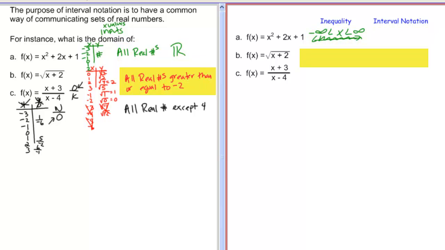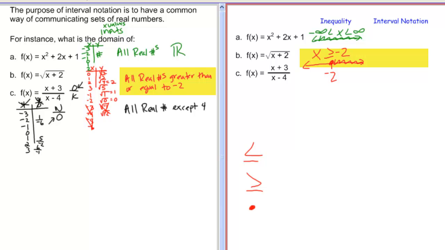Next, for all real numbers greater than or equal to -2, my inequality would be x is greater than or equal to -2. And if I were to draw a number line at -2, it would get a closed dot because anything that has an equal bar would get a closed dot. Okay. And I would shade everything to the right.